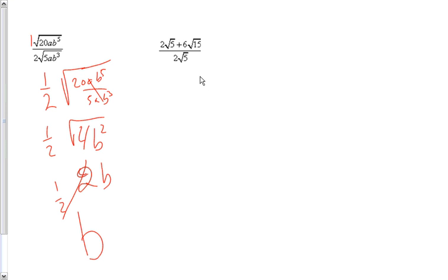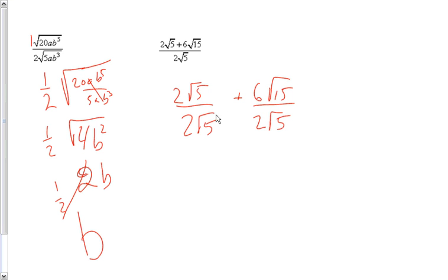All right, this one right here, if you need to, you can break this up. Remember, if the bottom is a singleton, you can divide both terms by that. So it's 2 radical 5 on the top plus 6 radical 15. They're both going to be divided by 2 radical 5.